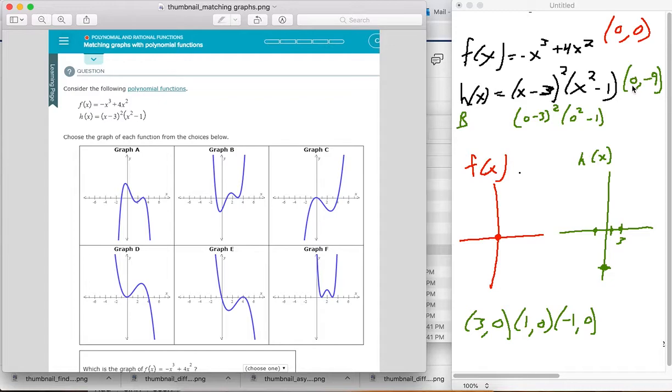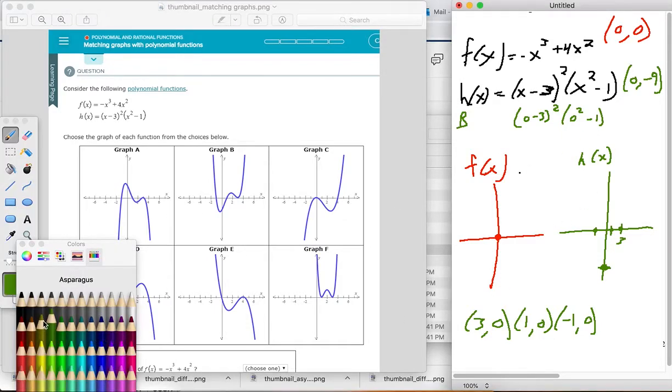Okay, and sometimes when it all hinges on that one point, I like to double check. If you plug in 0, you get negative 3 squared is positive 9. 0 squared minus 1 is negative 1. 9 times negative 1 makes negative 9. So yeah, it's got to be B for h of x. So let's go figure out f of x, see what else we can rule out.